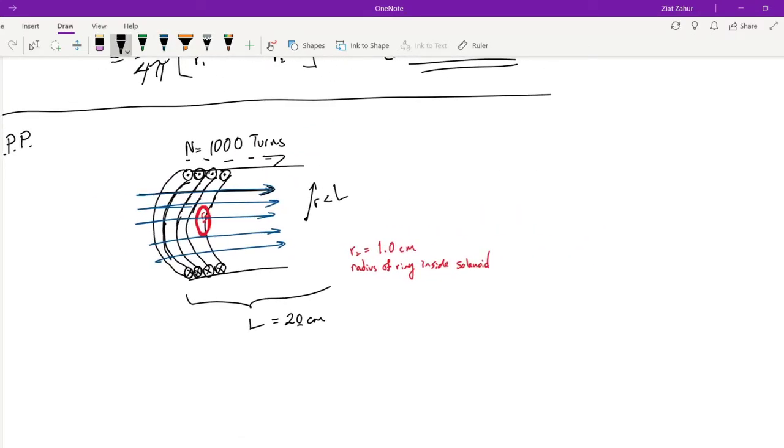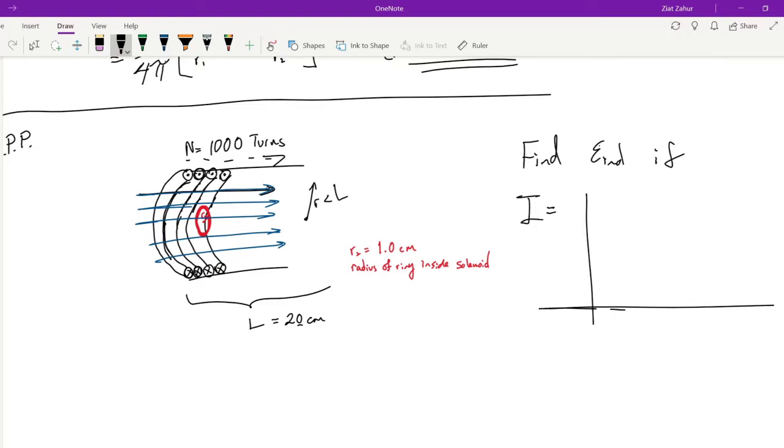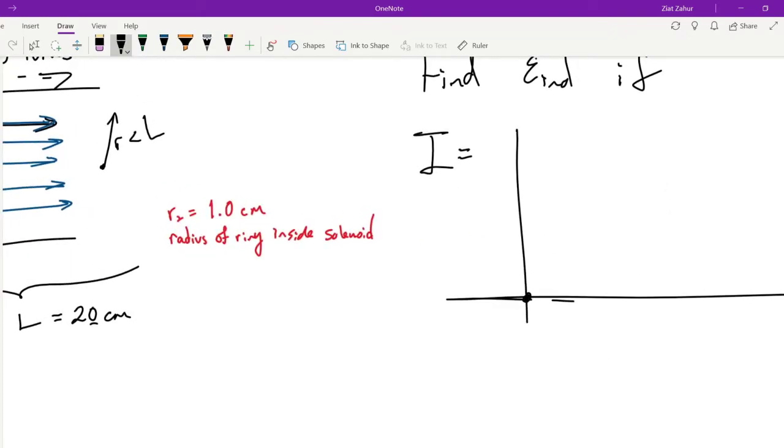So the question is, find the induced voltage, V induced, if I is equal to, and here's I, we'll start at 0. After 1 second, this is T, this is I in amps. At 1, it is 1. At 2, it is 4. At 3, it is 9. And then it stays there.